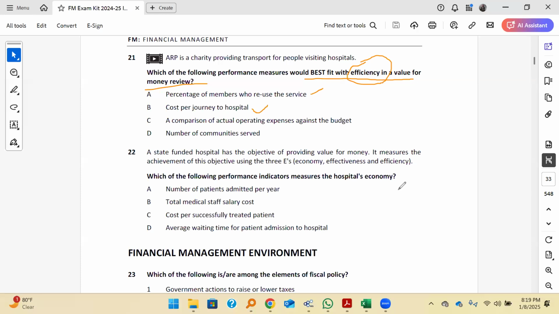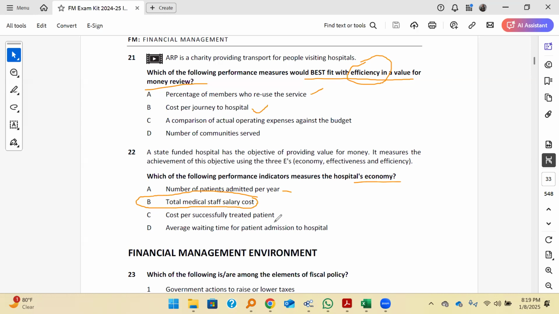Then we have a state-funded hospital that has the objective of providing value for money and measures the achievement of the objective using the 3 E's. Which of the following performance indicators measures the hospital's economy? Here we are again looking for the cost aspect. Patients admitted per year, that is effectiveness. Total medical staff salary cost, this is what we are looking for. This is the economy, so cost.